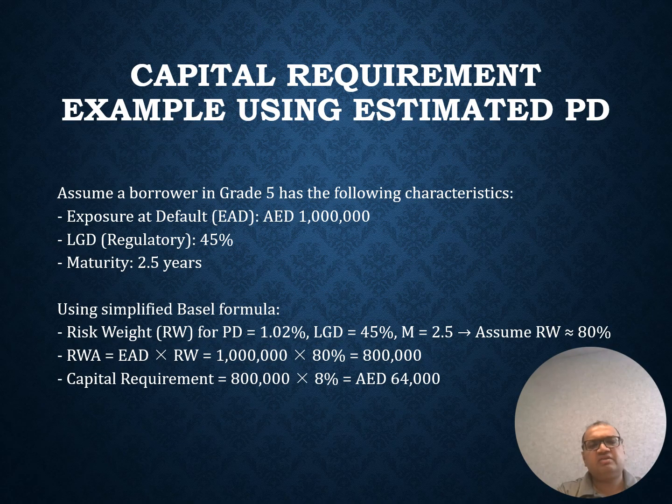So in case the banks calculate for grade 5, their PD, they can use the figure of 1.02, with LGD 45% and M 2.5. These are all given by the regulator under the foundation IRB approach.